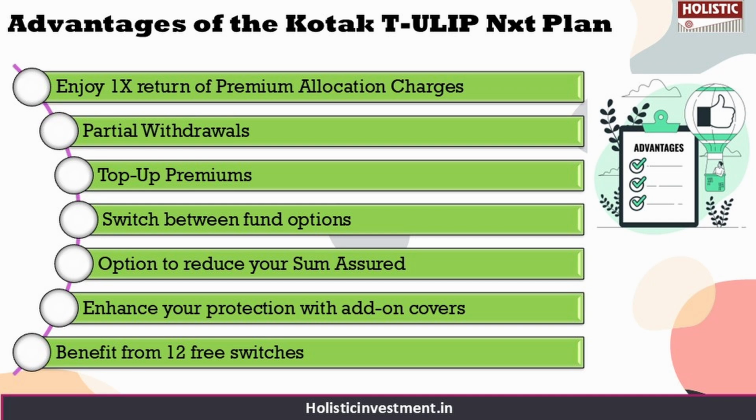Now let us take a look at the advantages of investing in this policy. You get to enjoy 1x return of premium allocation charge and up to 2x return of your mortality charges on survival, and you can also gain access to your investment through partial withdrawals after completing 5 policy years, and you get to boost your investment anytime with top-up premiums whenever you have surplus funds. So you get to choose between fund options or modify future premium allocation as per your changing goals, and you have the option to reduce your sum assured while keeping your premiums unchanged. And you can also enhance your protection with add-on covers for critical illness and accidental death, and you get to benefit from 12 free switches and 12 free partial withdrawals post the 5-year lock-in period each year. So these are some of the advantages of the policy.